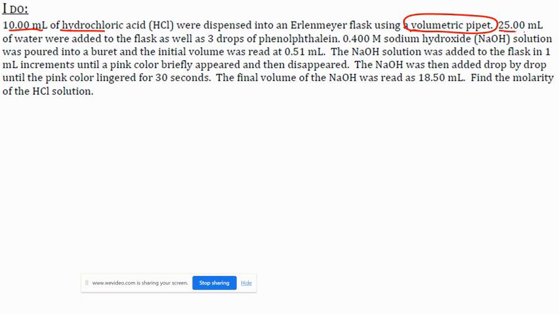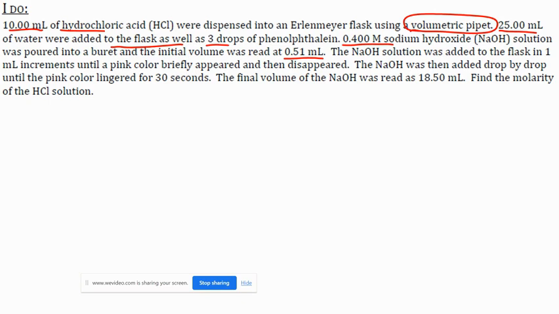25 mils of water were added to the flask and 3 drops of phenolphthalein. We then took 0.4 molar sodium hydroxide. It was poured into a burette. This was my initial reading. And they added it in until that pink color briefly appeared and then disappeared. The NaOH was then added drop by drop until it lingered for 30 seconds.